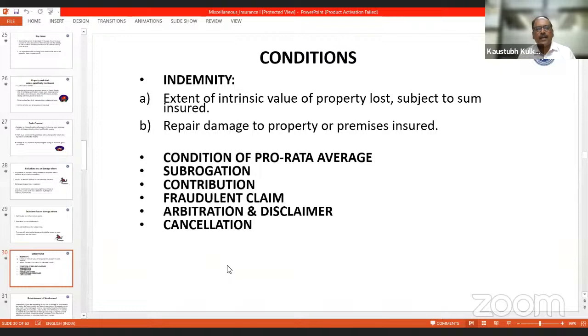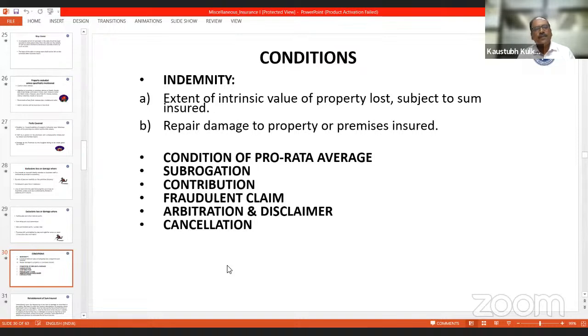Fraudulent claim, arbitration and disclaimer, cancellation. Yes, these are certain conditions to be followed in case of a burglary policy. The condition of pro rata average we all know; in general terms, it is called under insurance. Subrogation, yes, the right of recovery is prejudiced. That is, the right of recovery will be passed on to the insurer in case of claim paid, once the claim is paid under this condition of subrogation.